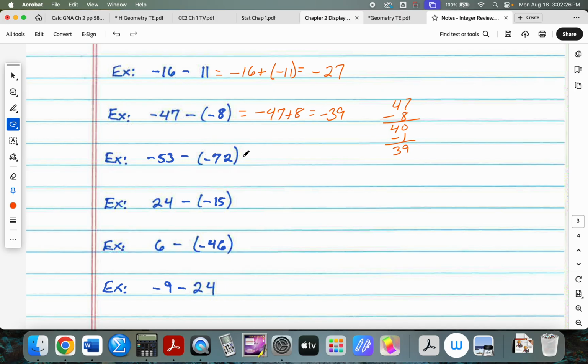Matthew, tell me how to rewrite this next one, please. It's negative 53 plus 72. Exactly right. Max, you with us? You okay? I know it's really hot in here. It's hard to concentrate. Do what you can.